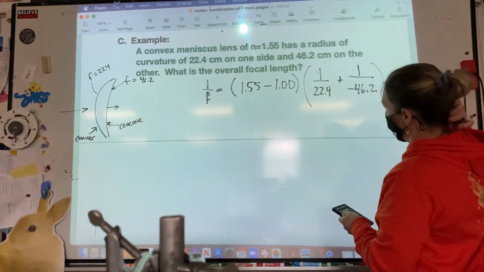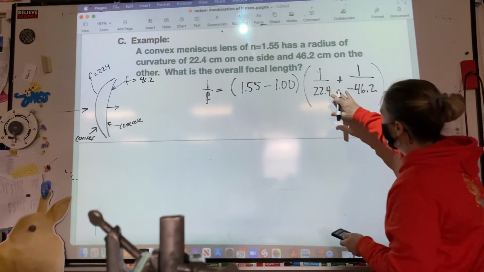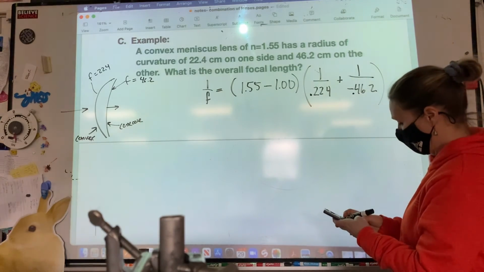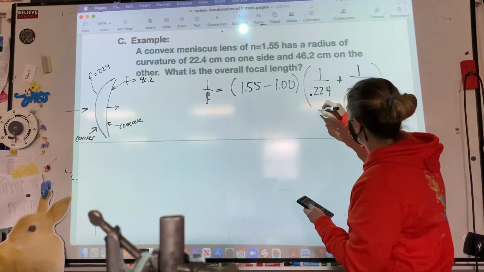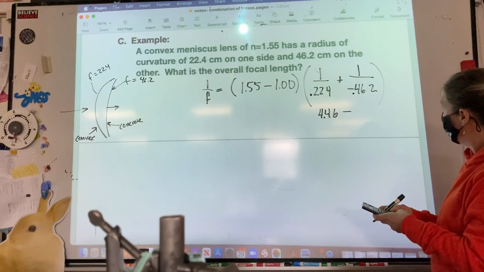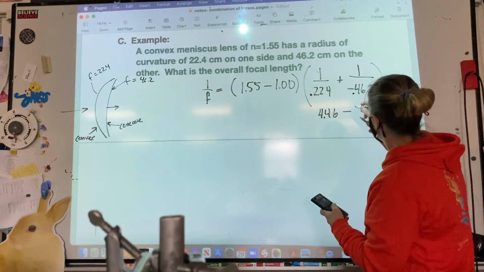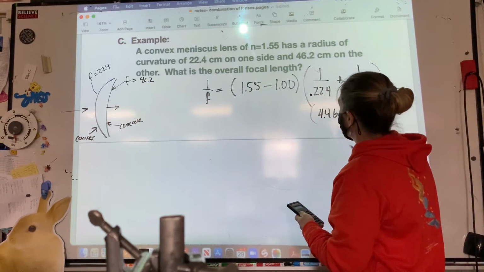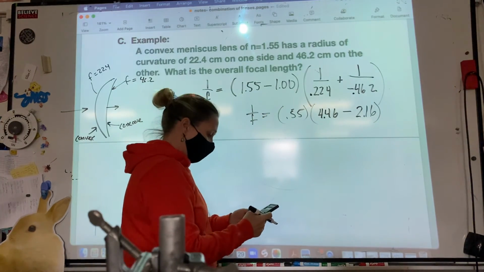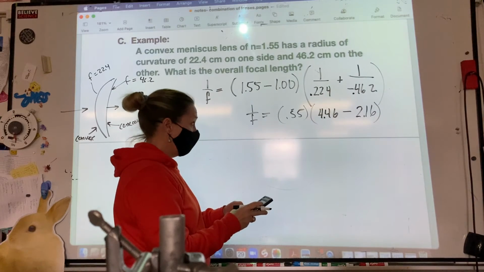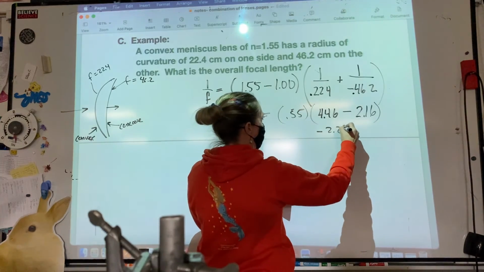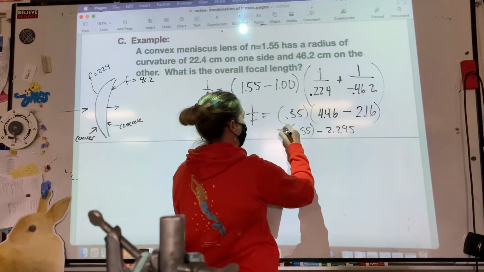Hold on. First of all, I should make this in meters. Let me just do meters, just to make sure. Okay. 1 divided by 0.224 is 4.46. 1 divided by 0.462 is 2.16. I can do this in my head. All right, so I got this one minus 4.46. And so I have a negative 2.295 times 0.55.